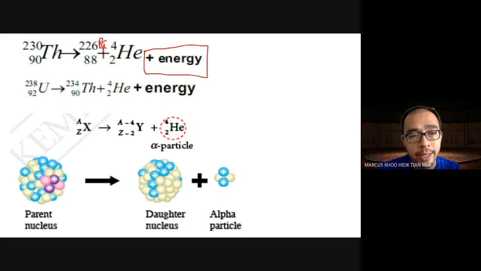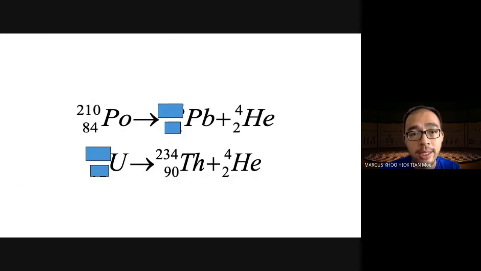Okay, here's another one. Uranium 238, 92. If it decays by alpha, the 238 is going to minus 4, become 234. 92 is going to minus 2, become 90. So uranium becomes thorium, Th, plus the alpha particle, which is helium 4, 2, plus energy.